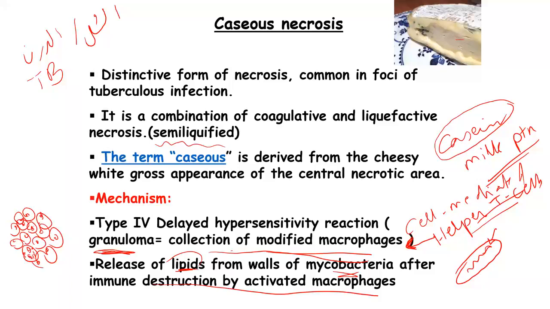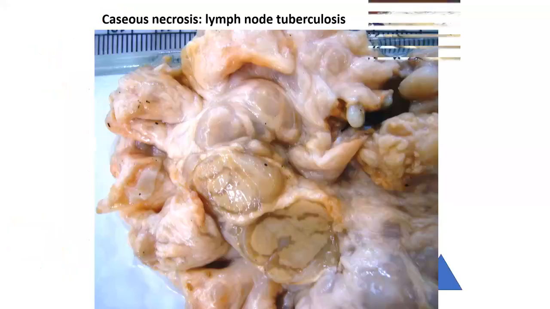So necrosis occurs due to delayed type 4 hypersensitivity reaction that forms a granuloma, which is a collection of modified macrophages. There is a release of lipids from the walls of mycobacteria after immune destruction by the activated macrophages, and this lipid release leads to the formation of this cheesy material. This is responsible for the appearance of this cheesy material.